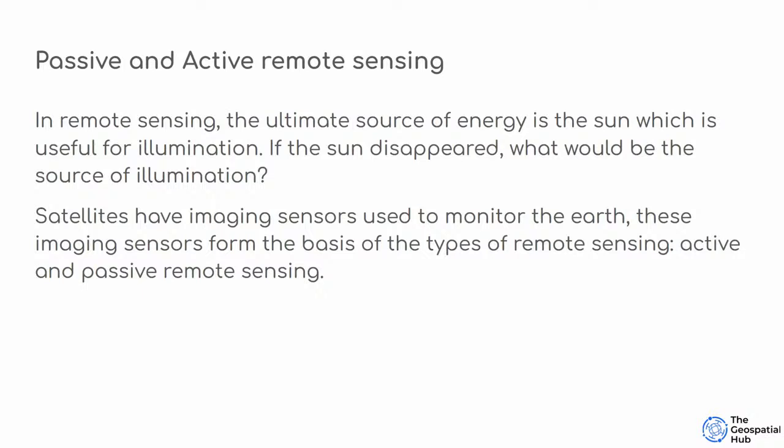So satellites have imaging sensors that are used to monitor the Earth. These imaging sensors form the types of remote sensing we have. So we have the passive sensors and we have the active sensors. The passive sensors are the sensors that are operational for passive remote sensing, and similarly for active remote sensing, we have the active sensors. So we just talk about active remote sensing and passive remote sensing.